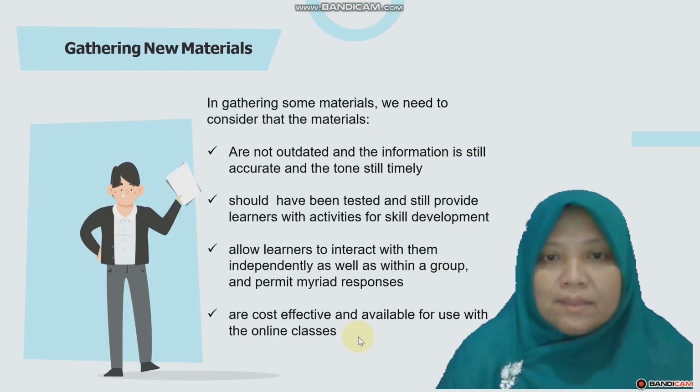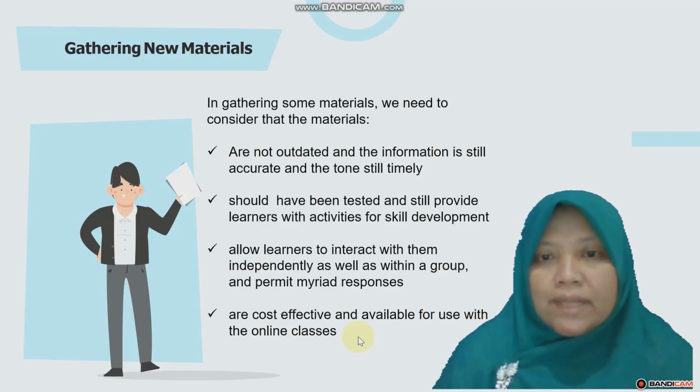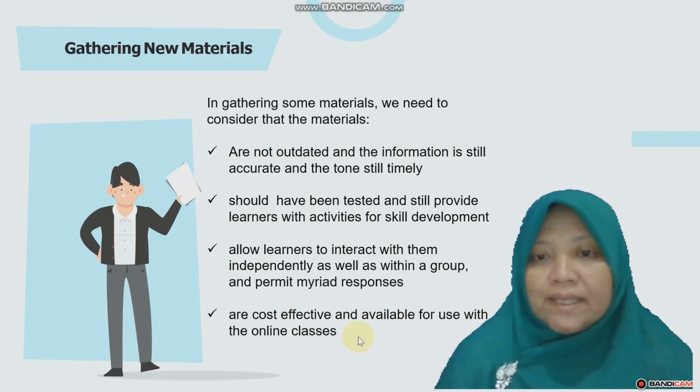In gathering materials, we should consider that the materials we are going to gather are not outdated. So the information for the course materials should be accurate and the tone still timely. And they should have been tested. And the course materials should provide learners with activities for their skill development. The course materials we gather should also allow learners to interact with them independently as well as in groups, and they may also elicit responses from the students.